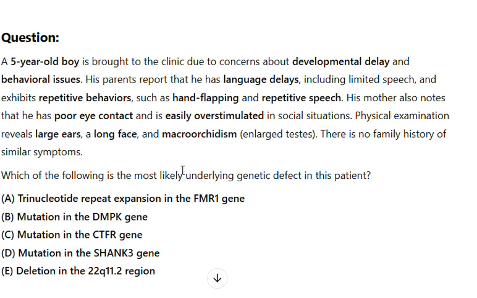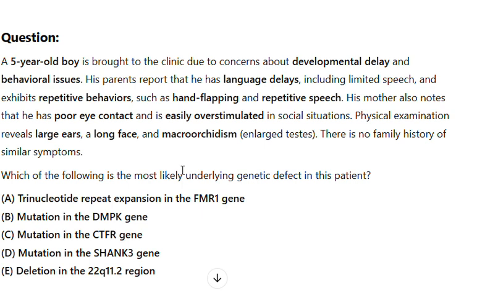A. Trinucleotide repeat expansion in the FMR1 gene. B. Mutation in the DMPK gene. C. Mutation in the CFTR gene. D. Mutation in the SHANK3 gene. E. Deletion in the 22q11.2 region.